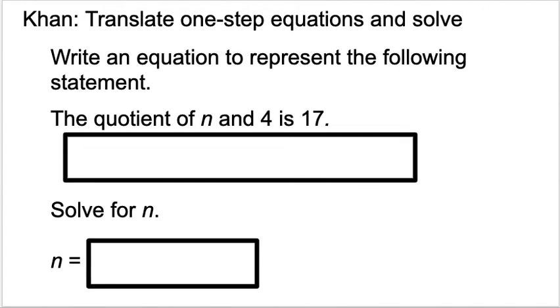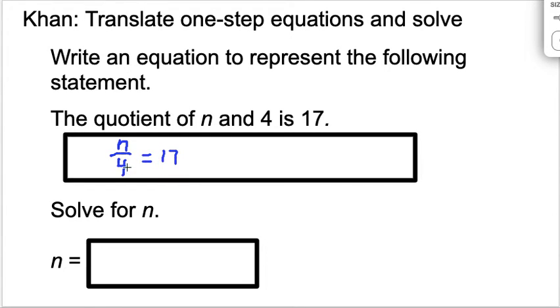Okay, let's look at this last one here. The quotient of n and 4 is 17. The quotient we know is division. Now remember, the quotient is always going to be put in as a fraction. So the quotient of n and 4 is n over 4, and that's equal to 17.